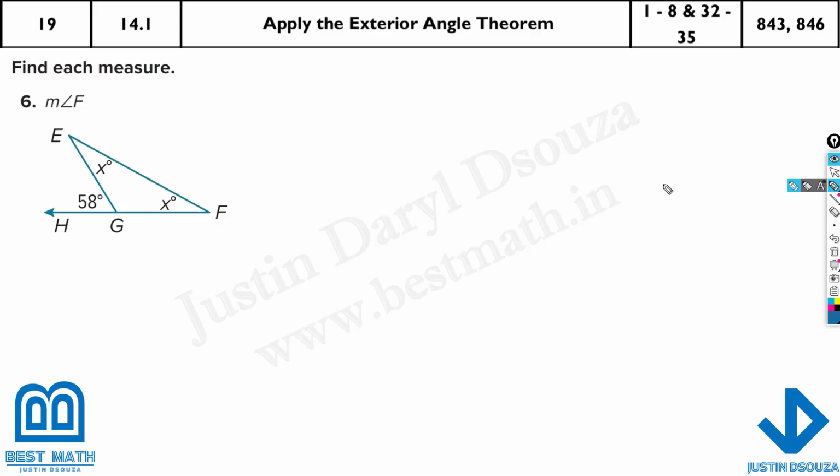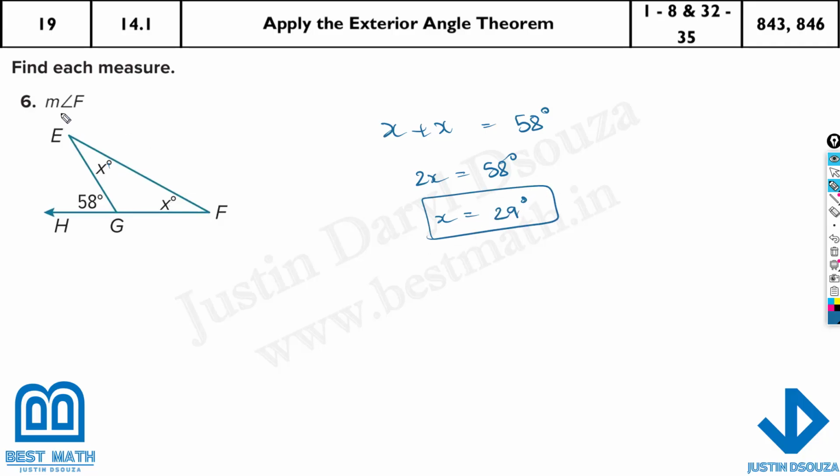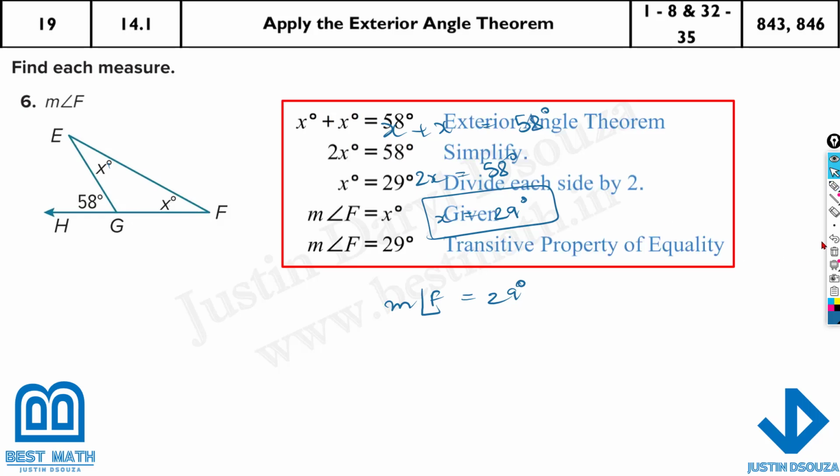Now here as well we'll use the exterior angle theorem. We have x and x. So x plus x is equal to, I'm not writing in triangle and everything, I'm just writing to the point now. That's 58. So 2x is equal to 58 degrees. x will be equal to 29. Now x is 29, x is 29. What do you want to find? Measure of angle F. That is equal to 29 degrees. That's it. So that's how we solve it. Very simple problems.